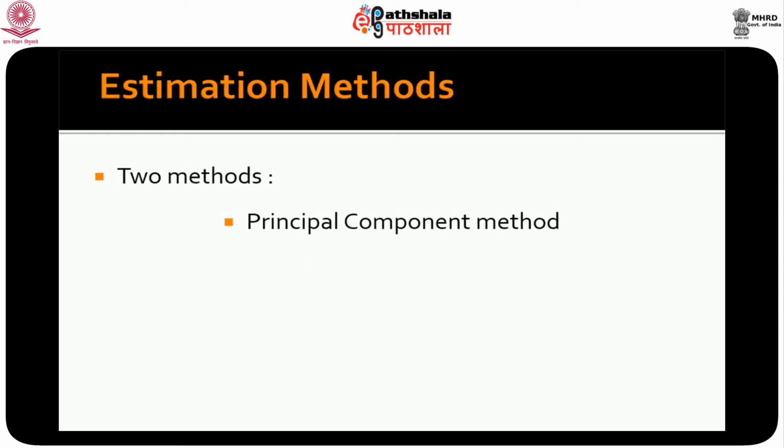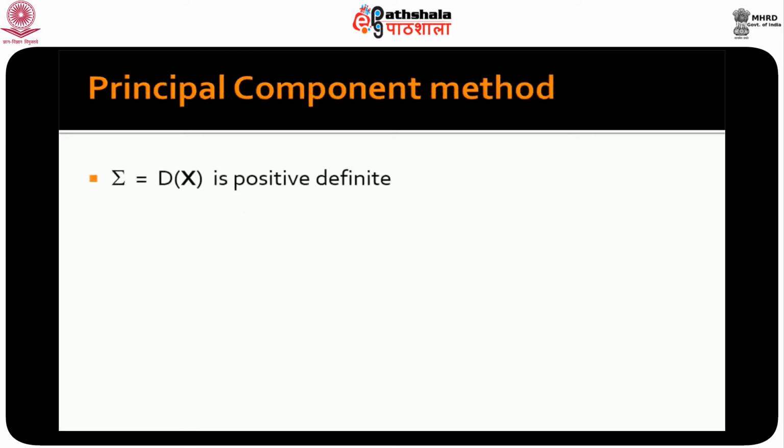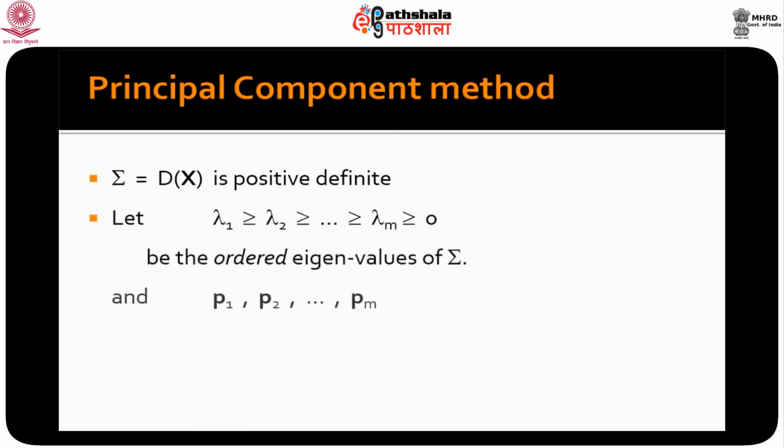There are two basic methods of estimation. One is referred to as the principal component method and the other is referred to as the maximum likelihood method. Remember that the principal component technique is quite different from what we are doing here, but the method is similar to what we do in principal component analysis, and hence it is referred to as the principal component method. So, let us first look at the principal component method.